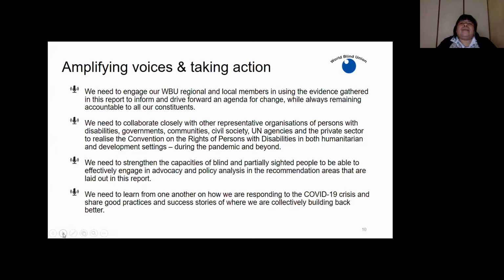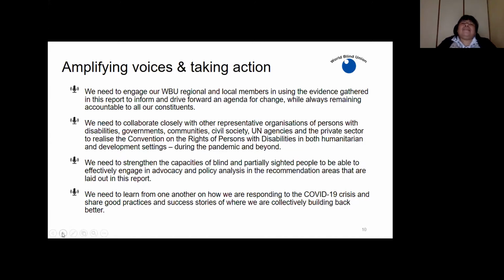We need to work as a team with other organizations of persons with disabilities, also with governments, community, civil society, UN agencies, and the private sector, to realize the CRPD and the SDGs in both the humanitarian and the development settings during the pandemic and beyond, because we need to think about the recovery phase.